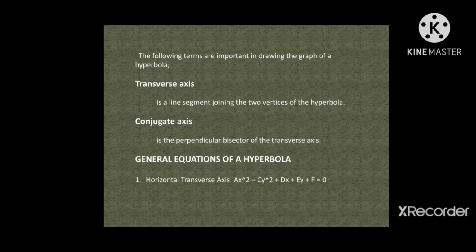There are general equations of a hyperbola. The first equation is for the horizontal transverse axis: Ax squared minus Cy squared plus Dx plus Ey plus F equals 0. The second equation is for the vertical transverse axis: Cy squared minus Ax squared plus Ey plus F equals 0.